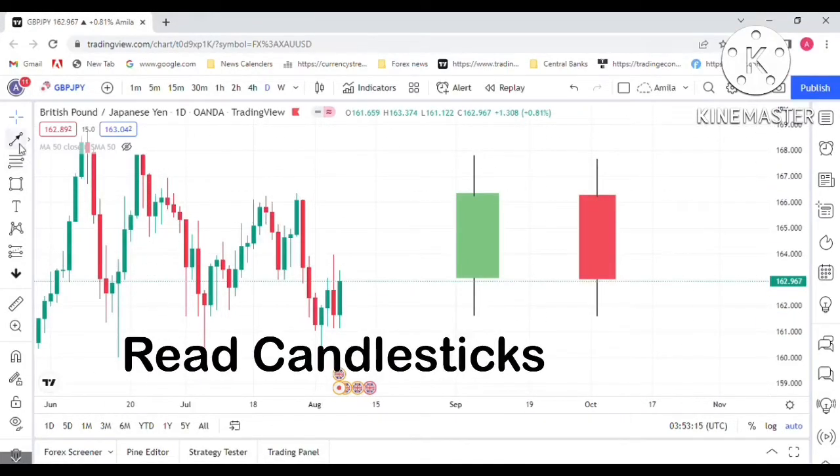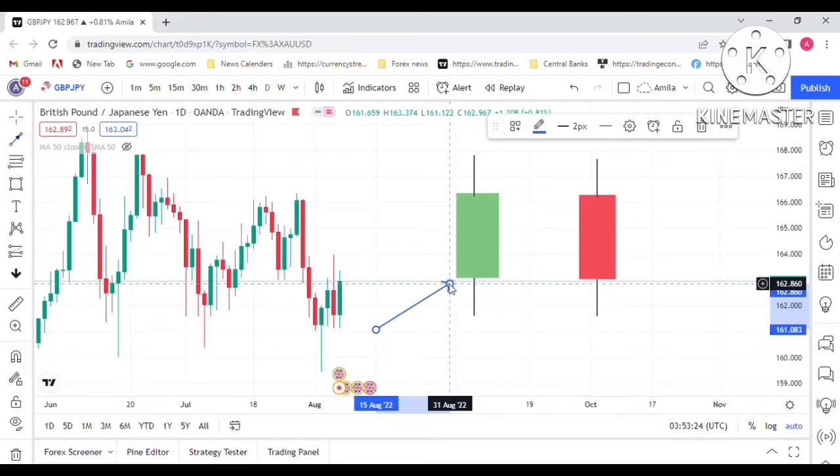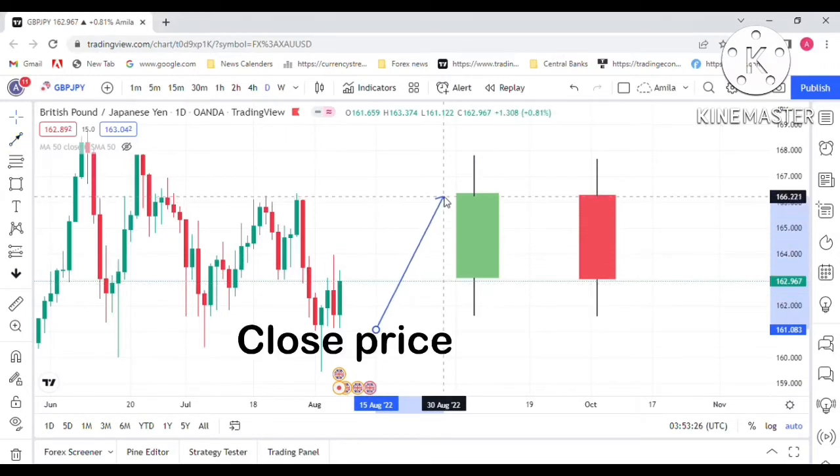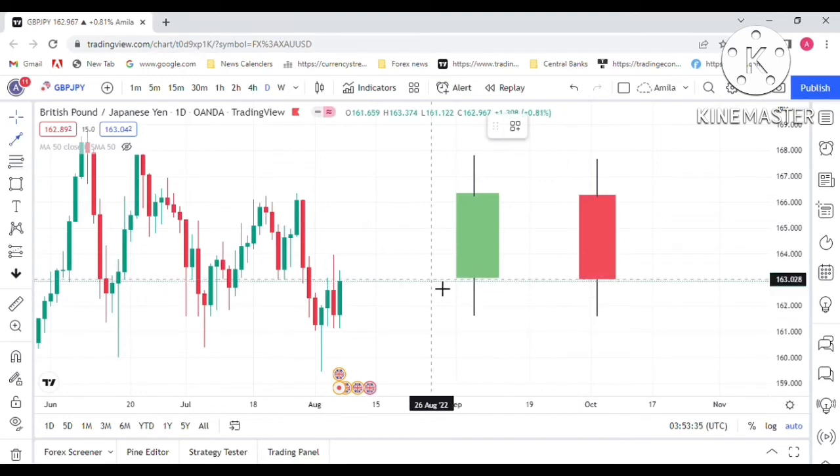Candlestick. Today, let's see how to read candlesticks. There's a bull candlestick. Look at how to read it. So, a bull candlestick means buyers are in control. There's an open price below and a close price above. The color is also green.